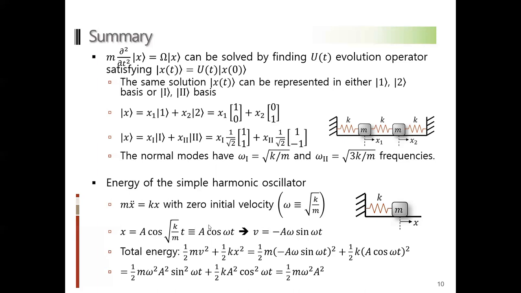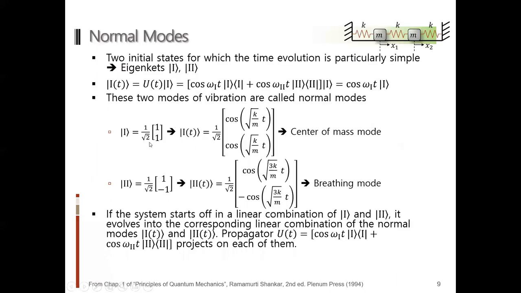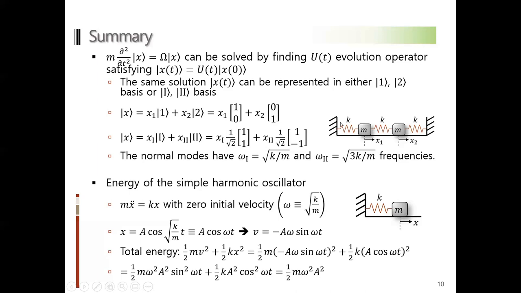So if we plug these results into this total energy formula, then you will realize that the total energy is independent of the time, of course. And the total energy is determined by the size of the amplitude A. And if you remember the result of the previous page, then we know that each of these values will be multiplied by either cosine omega sub 1 t or cosine omega sub 2 t. So the behavior of this one is basically similar to the case for this one.